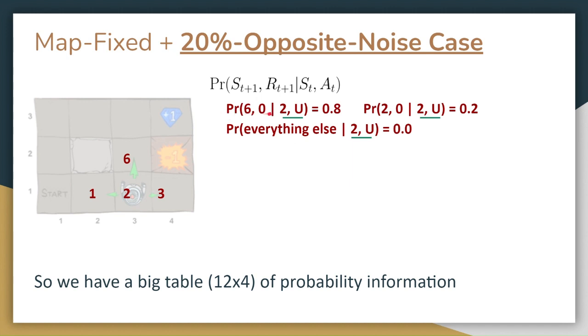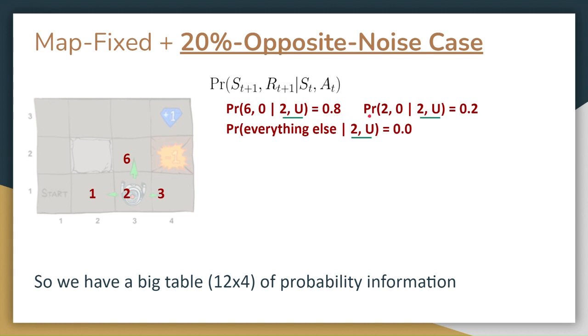So, the same example: if the agent is on state 2 and you want to go up, you know that 80% of the time you're going to go up for real. So you write like this: the probability that, given you are on state 2 and want to go up, you go to state 6 with 0 reward is equal to 80%.